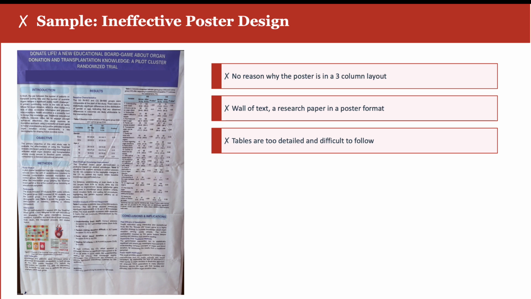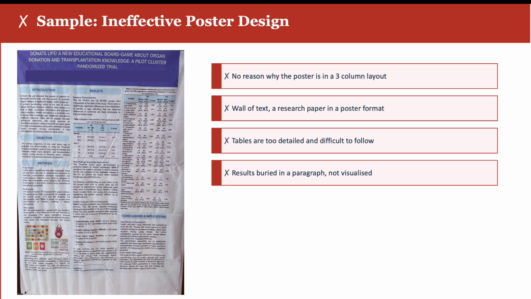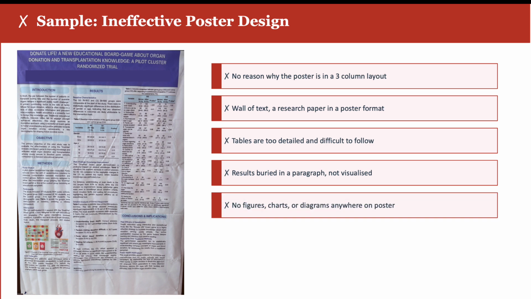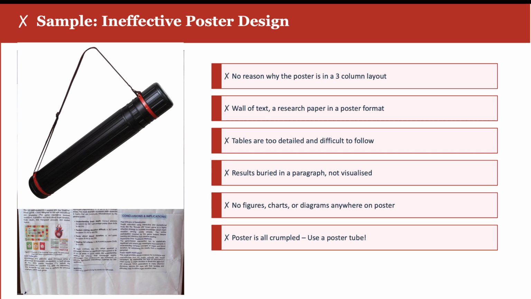The tables, if you look on your right, are also quite difficult to follow at a poster reading distance. Results are also described rather than visualized. There are no figures, maybe one figure on the bottom left, but mostly text rather than visualized. And also one practical point. Notice the physical state of the poster. It's been crumpled during travel. So always transport your poster in a poster tube like you see here. A damaged poster, regardless of how good the content is, makes a poor impression.